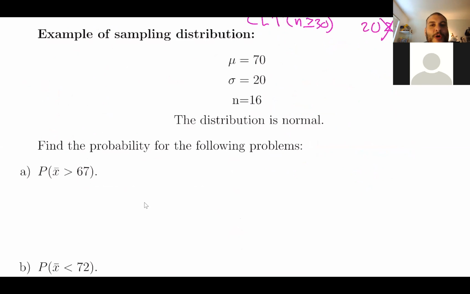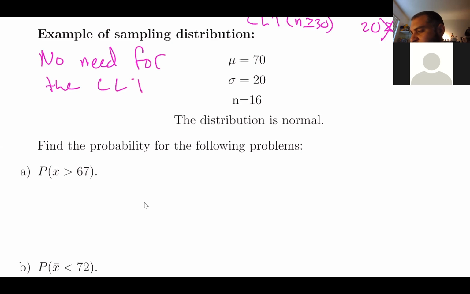So for this one, we know mu is equal to 70, we know sigma is equal to 20, we know n is equal to 60, and we know the distribution is normal. So no need for the central limit theorem. Once I know this is a normal distribution, I automatically know we don't need to use the central limit theorem, because we only use it if the data set is non-normal or if it's skewed to either side.